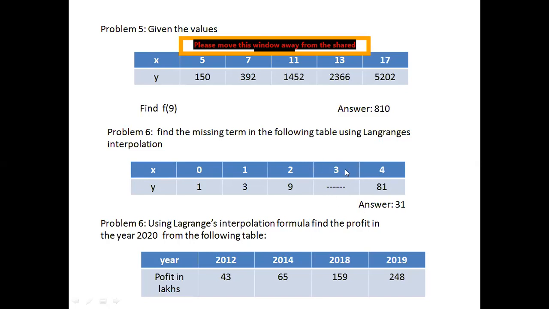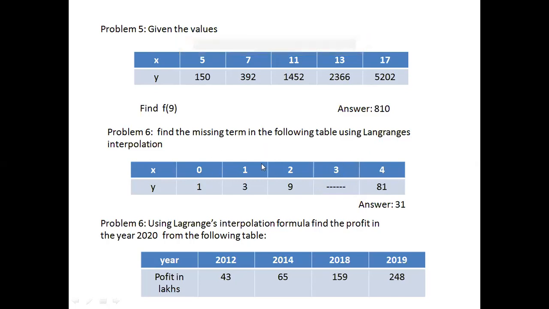Find the value of y when x is equal to 3. That's the meaning of this. So you take these x0, x1, x2, and x3, and these y0, y1, y2, and y3. There, directly replace x by 3.